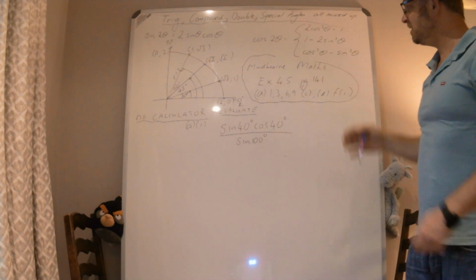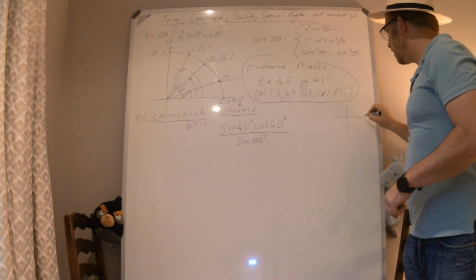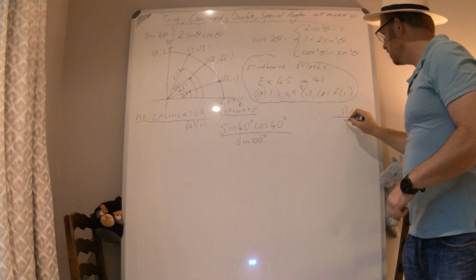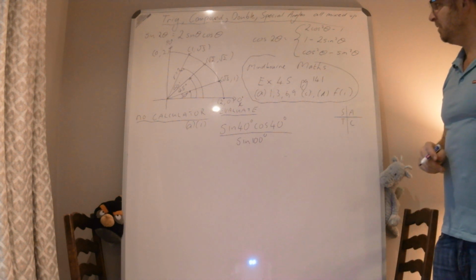You should have your formula sheet in front of you. Okay. We also need to know your cast diagram. All students talk crap. Okay. And we're going to be using that as well.